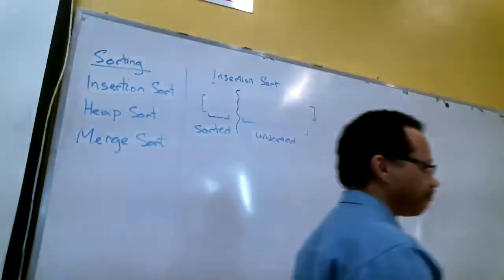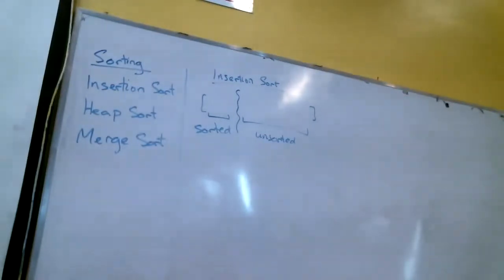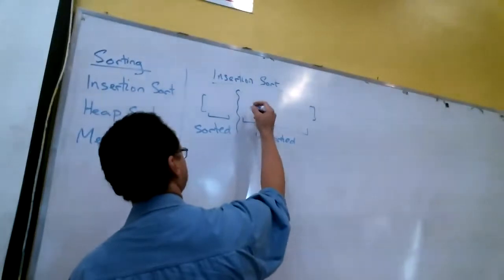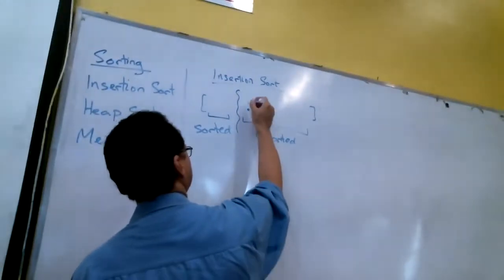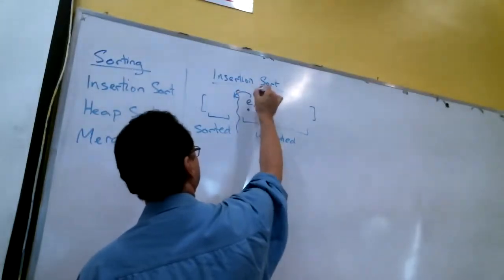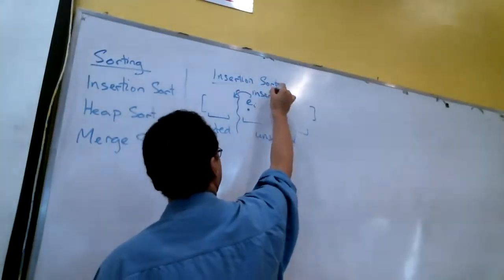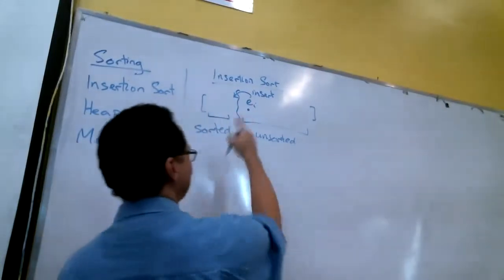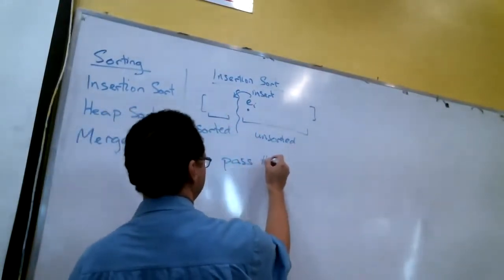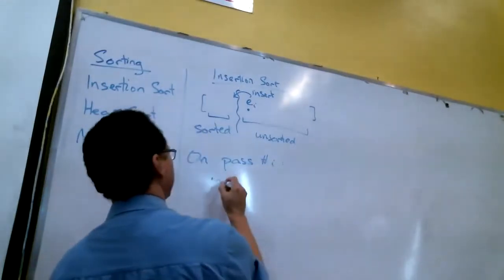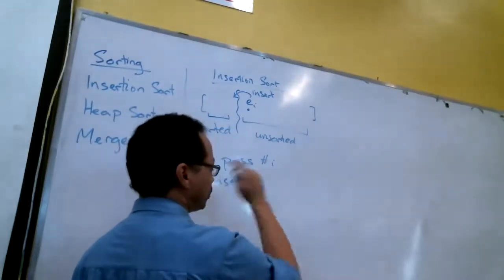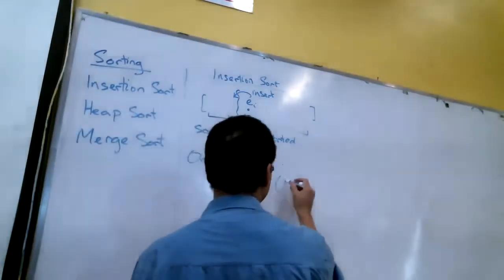So that's the big picture. And on each pass, you're going to take an element. On pass i, you're going to insert element e_i, which is the first of the unsorted part.